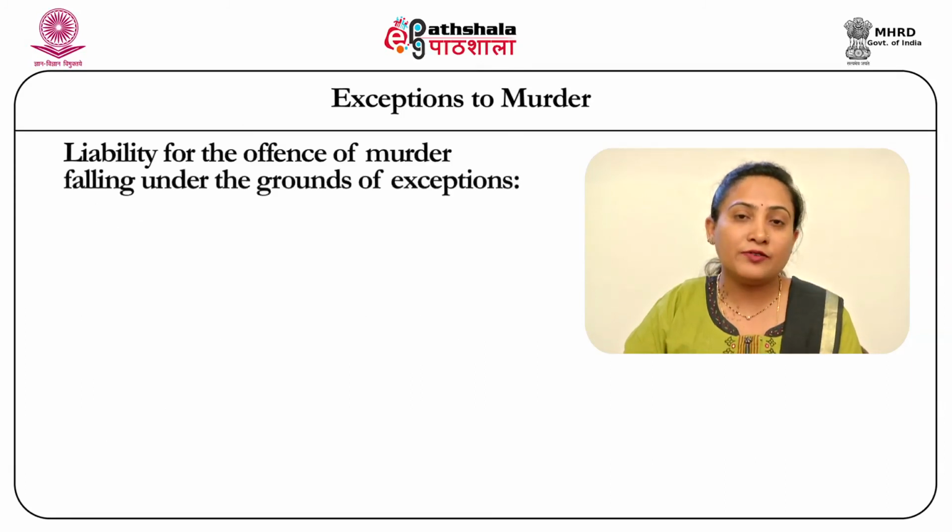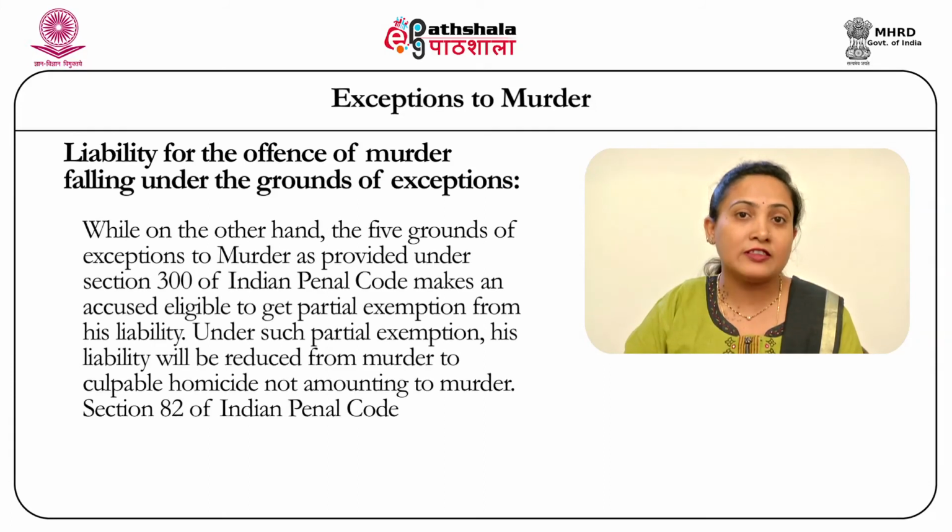Now, the liability for the offence of murder falling under these 5 grounds of exceptions, let's see what the extent of liability shall be. As earlier mentioned, if an offence of culpable homicide falls under any one of the 4 clauses that section 300 refers to, then culpable homicide becomes murder.